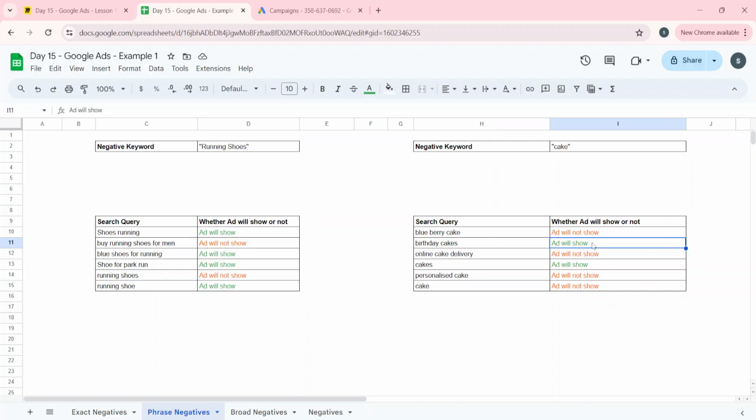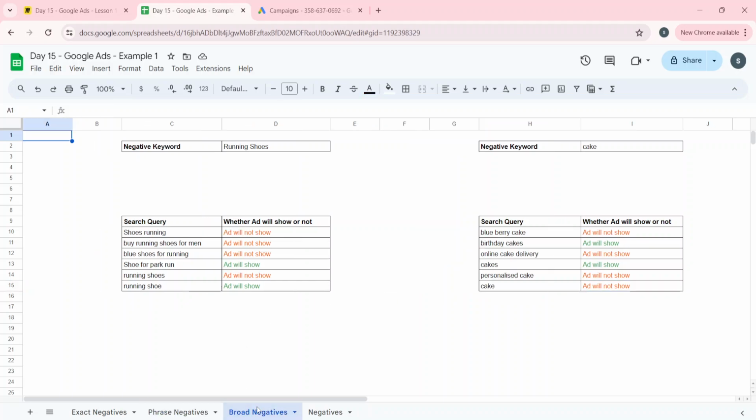Okay, when your user types the query birthday cakes, your ad will show. In the third example your ad will not show because it is cake, that's it. And in the fourth example your ad will show, it is in plural form. In the fifth example your ad will not show, because it is matching. And in the last example also your ad will not show. So you are getting me right, how this phrase match works.